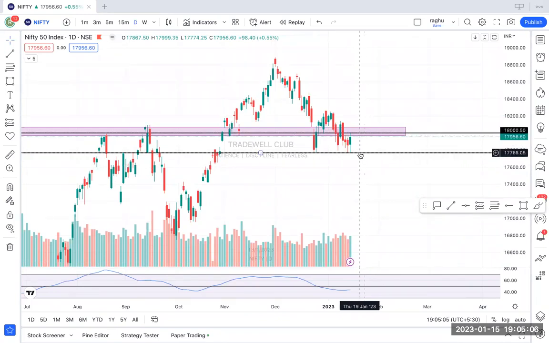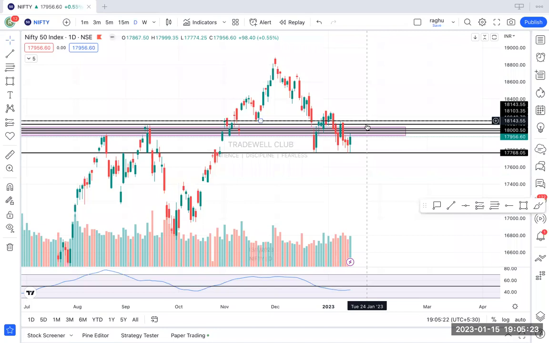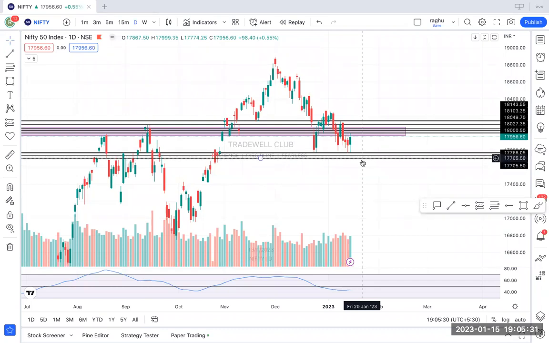So this is support 1, support 2, and my first resistance, what I can see, is a small resistance at this particular point. It is a live chart, guys, so you can see what exactly happens tomorrow. And on the upside, and on the downside, if I'm seeing, I can see support here, a second small support at this point, and a third small support at this particular point.